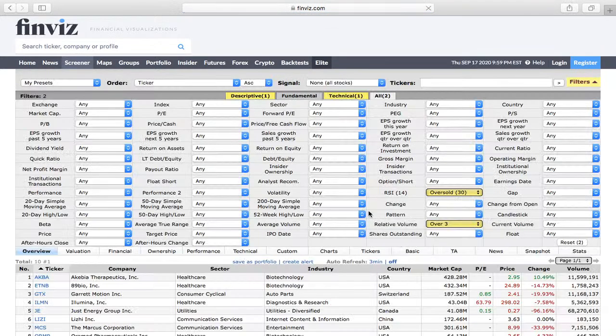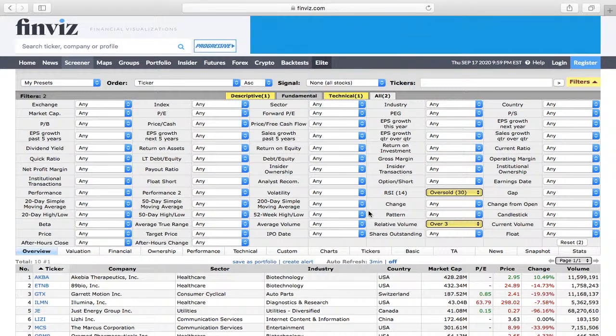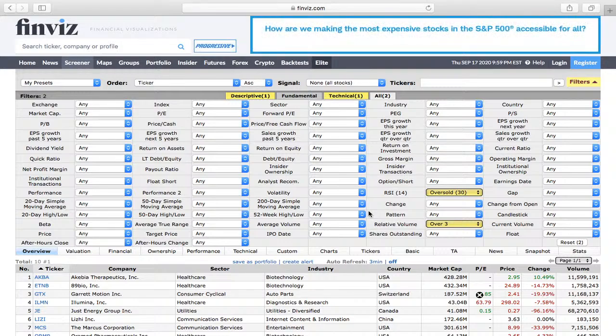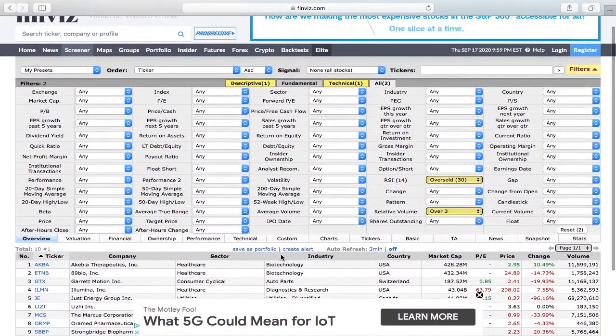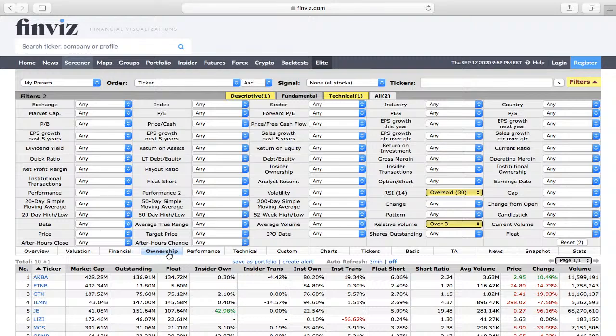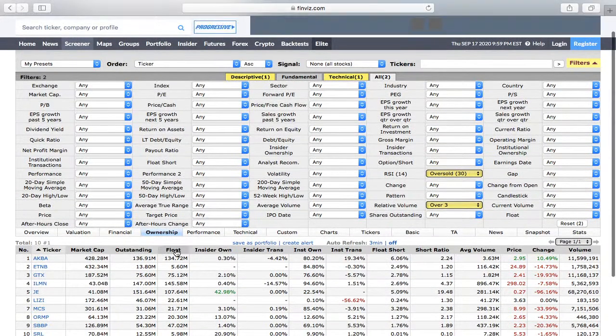Ownership tab. All right, so we're going to do float. So basically what we're going to do is I'm going to go to the ownership tab. And that's how we look up the float. There's one way of looking at the float. So this is just 2 settings, boom, boom, just relative volume and RSI.